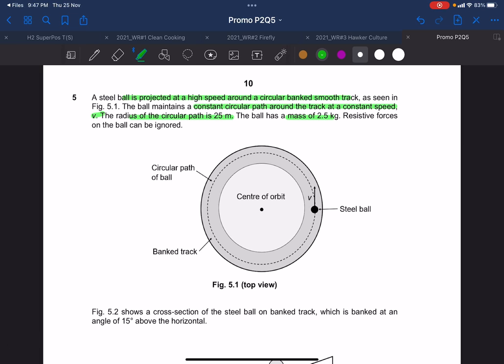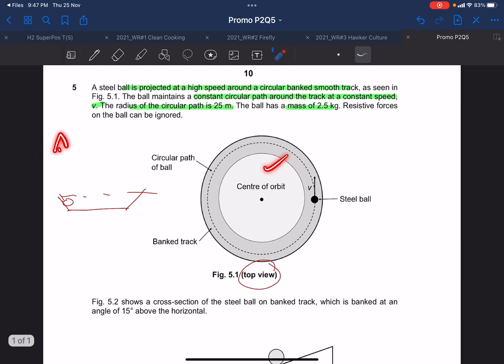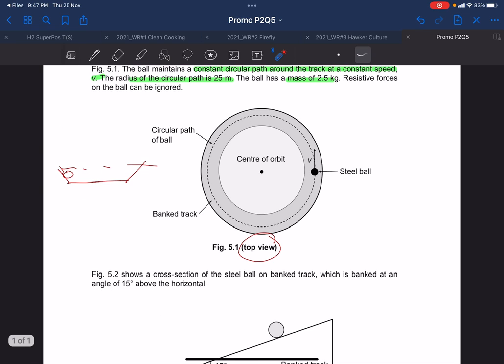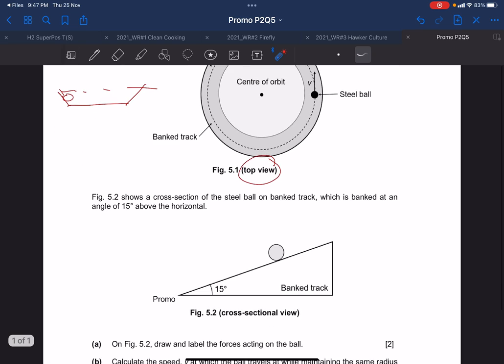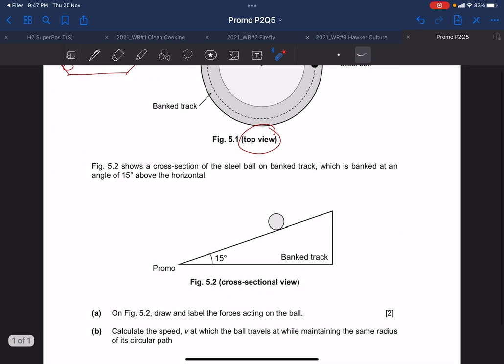Then you have to be very careful because this view here is the top view. So you're viewing from the top. The track is actually a bowl shape like this. The ball is going around this side, basically going in a circle like that. This is your banked track. Then the next picture shows you the cross-sectional view.